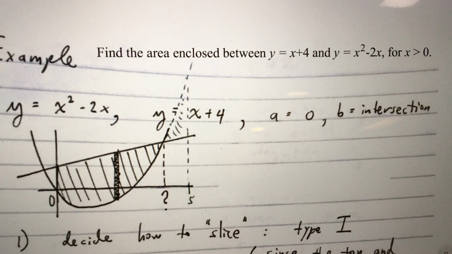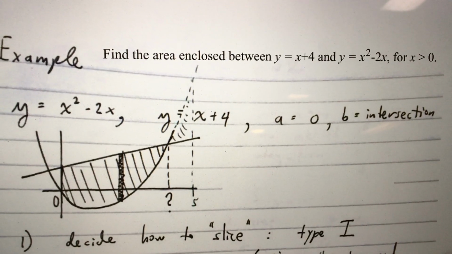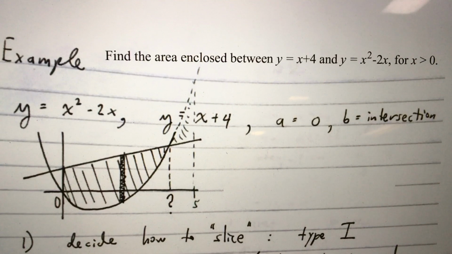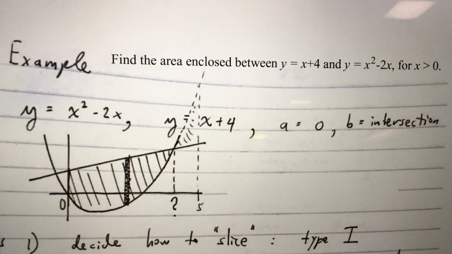So from the picture you can see that there is an intersection of the two curves that we'll have to find. That's the question mark. So you can try it yourself, but now we're going to do it step by step.